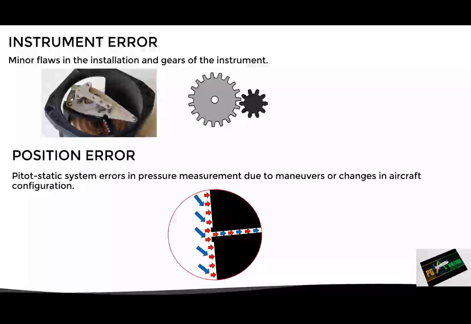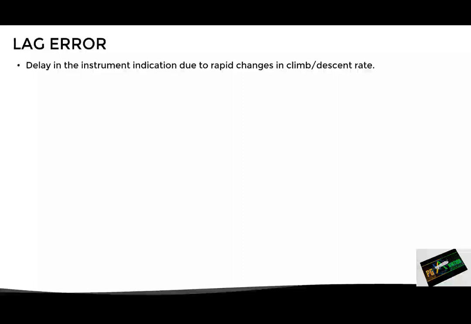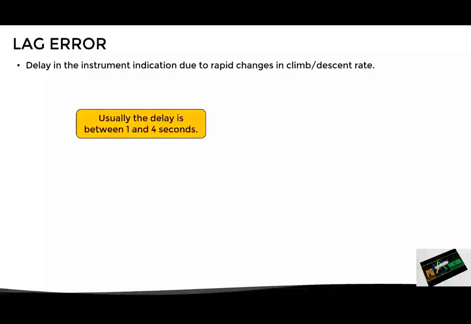However, these are not the only errors present in this instrument. There is another one known as the lag error. This is basically a delay in the instrument indication due to rapid changes in climb or descent rate. This happens because the capsule doesn't have enough time to contract or expand rapidly. Usually the delay varies between 1 and 4 seconds.